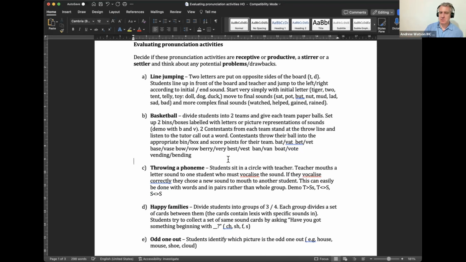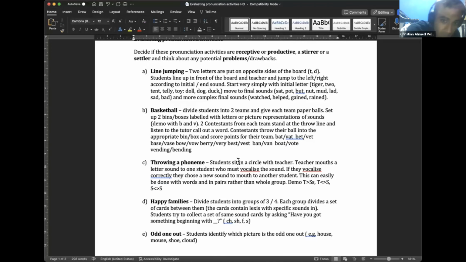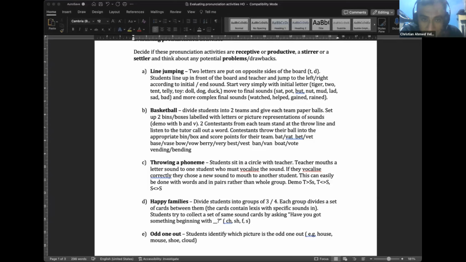Christian, could you read basketball for us, please? Basketball. Divide the students into two teams and give each team paper balls. Set up two bins or boxes labeled with letters or picture representation of sounds.